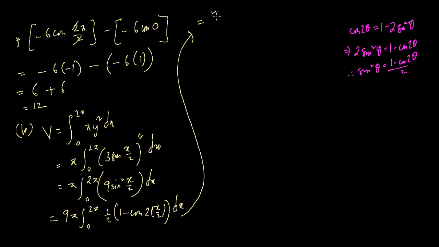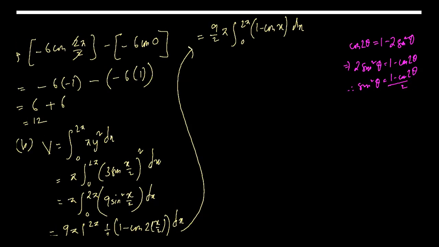9 by 2 pi, I'm bringing this constant outside as well, integration of 0 to 2 pi 1 minus cos x dx. So remember, this 2 and this 2 cancel and we get that. So next we get 9 by 2 pi, integration of 1 is x minus integration of cos x is sin x, divided by chain rule is 1, so I'm not writing that. So 0 to 2 pi, so this would be 9 pi by 2.